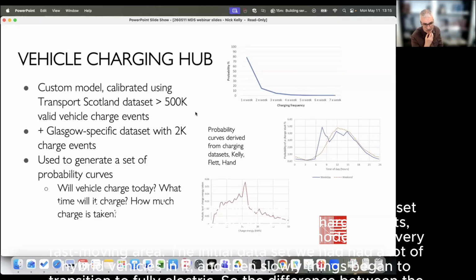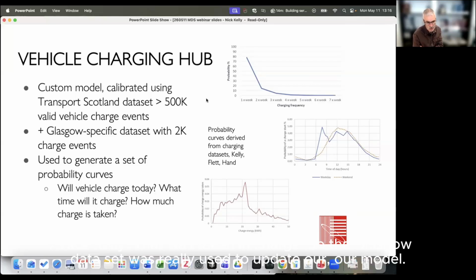We got a later data set from Glasgow. That was about 2,000 charge events, which we needed really to update the model. It's a very fast moving area. The initial data set we had a lot of hybrid vehicles in it, and then slowly things began to transition to fully electric. So the difference between the two data sets was in the amount of energy that was taken in charges. So the Glasgow data set was really used to update our model.